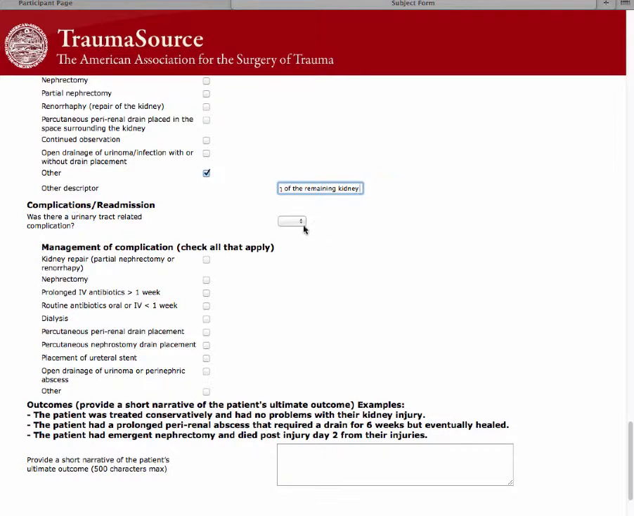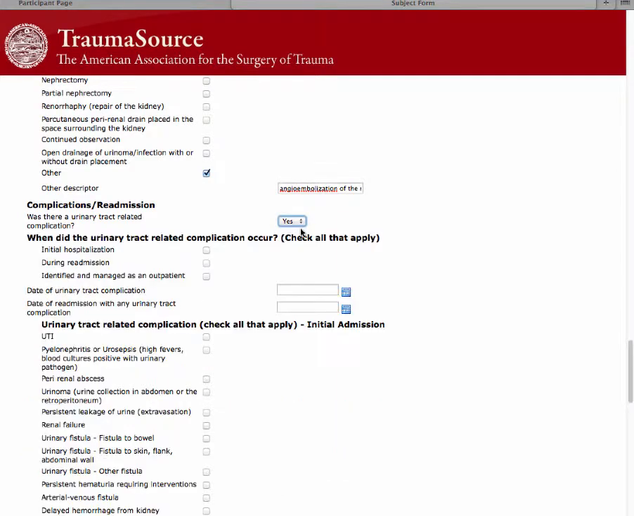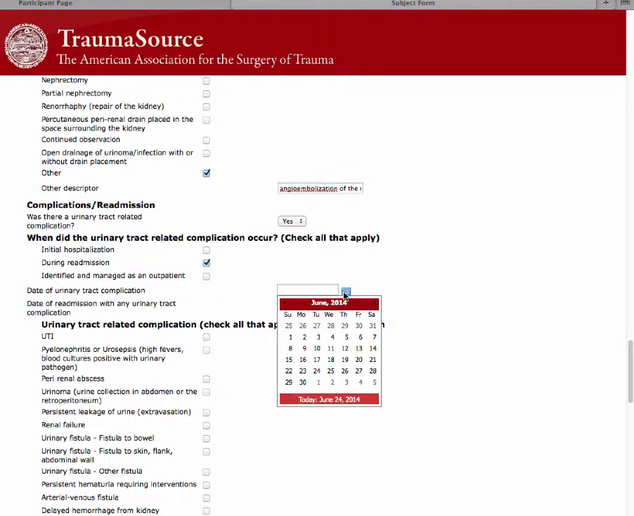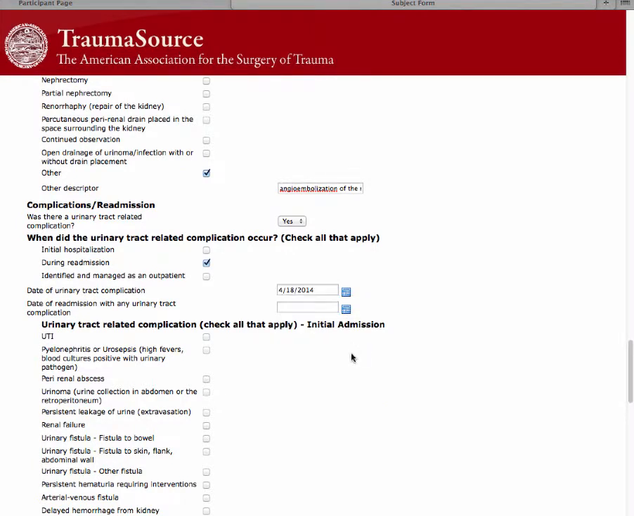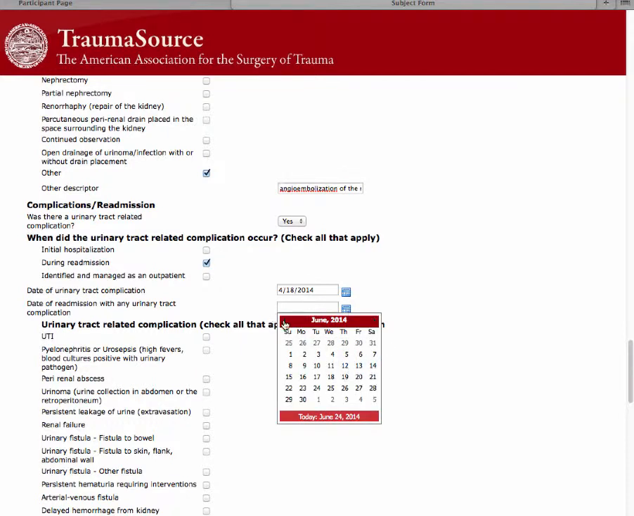Complications or readmission. So we'll say that this patient was readmitted to illustrate this. We'll say that the patient did have a urinary tract related complication. And this could occur during the initial hospitalization, during readmission, or be identified and managed as an outpatient. In this case, we'll say that the patient was readmitted with the problem. And the date of the urinary tract complication: this patient was discharged on April 15th, we said previously, and we'll say the patient was readmitted on the 18th for the problem. And that was the date of the complication and also the date of the readmission.